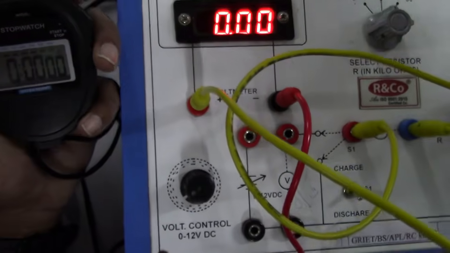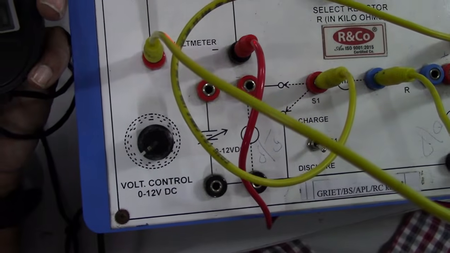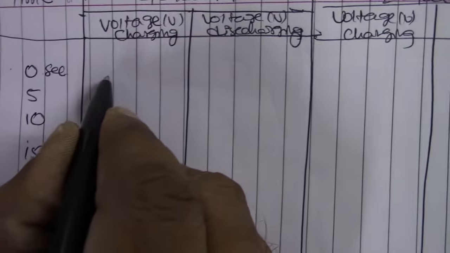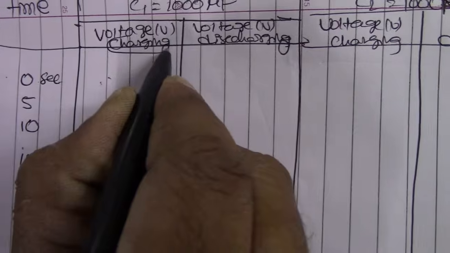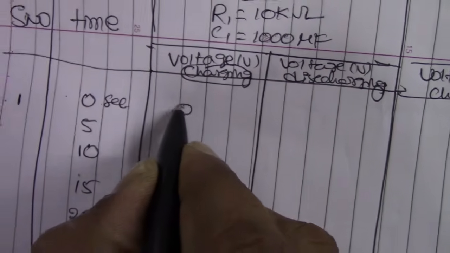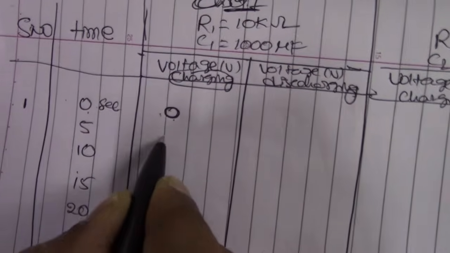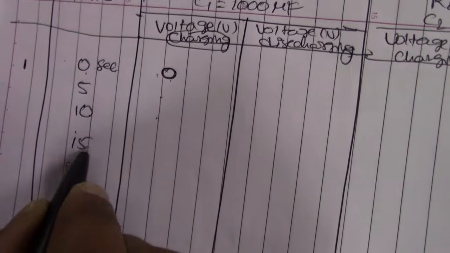Okay, now how to start the experiment? First, here you have to note the readings like this, students. At a time 0 seconds, what is the voltage across the capacitor? In what mode, student? In charging mode. So the voltage across the capacitor at 0th second is 0 volts. After 5 seconds, what is the voltage? After 10 seconds, what is the voltage? After 15 seconds, what is the voltage? After 20, 25, for every increment in 5 seconds, note down the corresponding voltage developed across the capacitor.